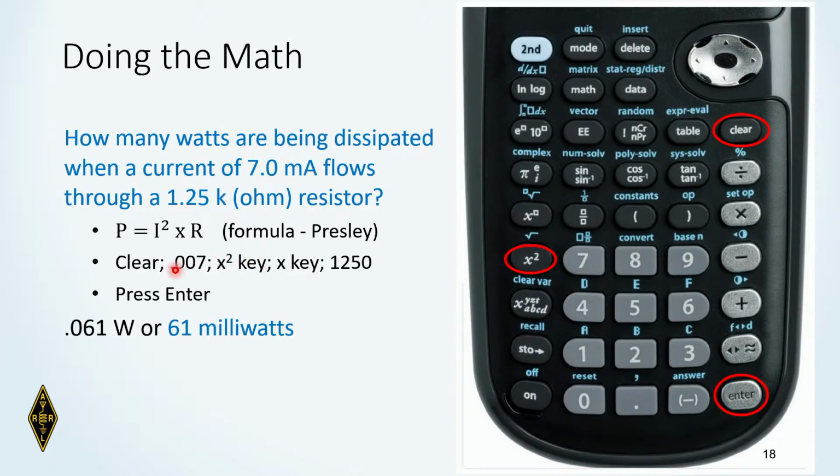So let's just see if I did that right. P equals I squared times R, Presley, clear, 0.007, the X squared key, then the times key, 1250 for the resistance, and press enter, and that's what we got. So these aren't as bad as they may seem. And we have our calculator set up to go to only 2 significant digits. Right. So that's why it only went to 0.06.